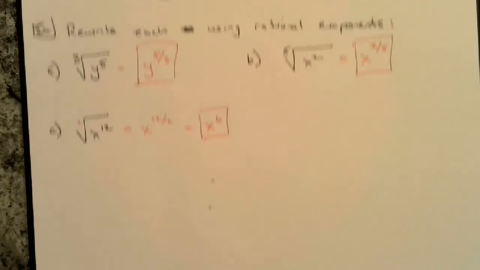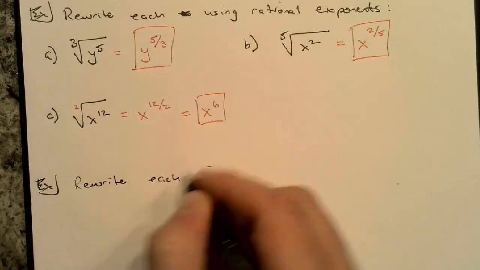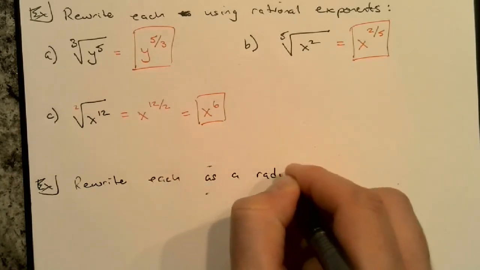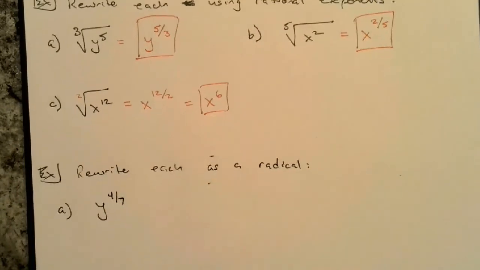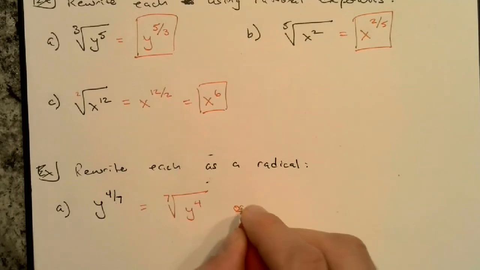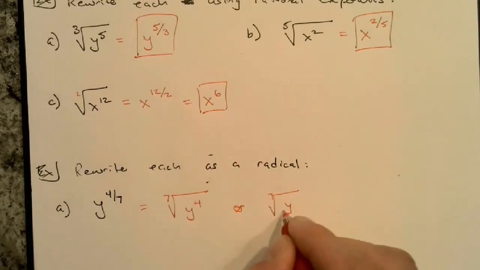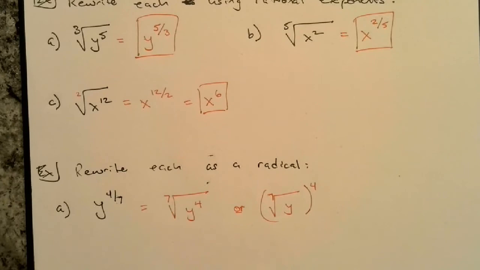You could also be asked to write the opposite way. So it could say, rewrite each as a radical. And if I gave you something like y to the 4/7 power, typically I'll ask, what's the root? So the root in this case is the 7th root because it's coming from the denominator. So it's the 7th root of, what's the base, y, and what's the power on it, 4. So the 7th root of y to the 4th. Or you can put that power on the outside. You could write it as the 7th root of y, and then that whole thing raised to the 4th. Those are equivalent. More often than not, you'll see it the first way, but they do mean the same thing.